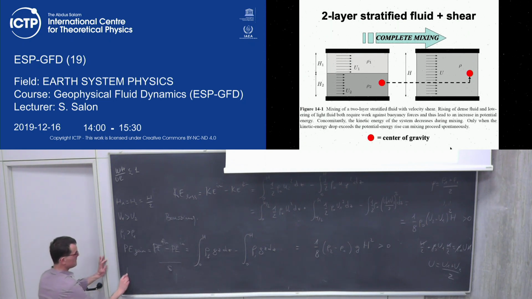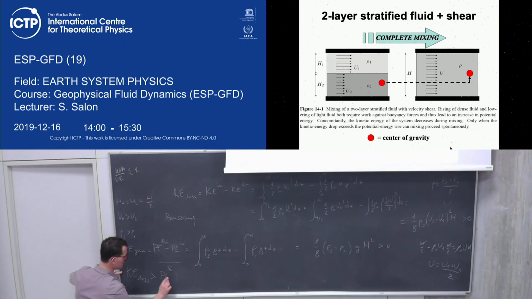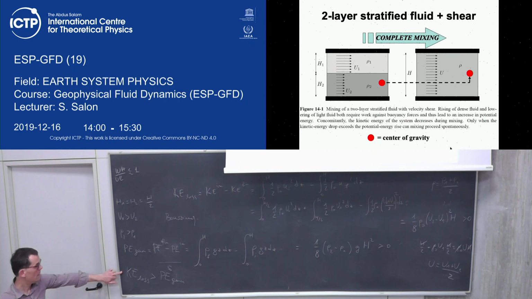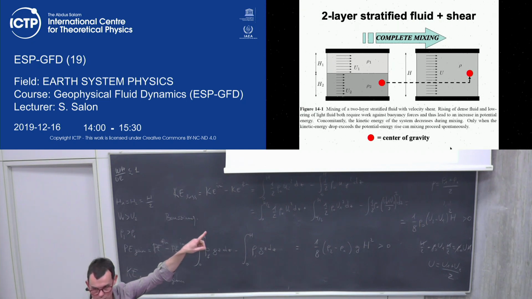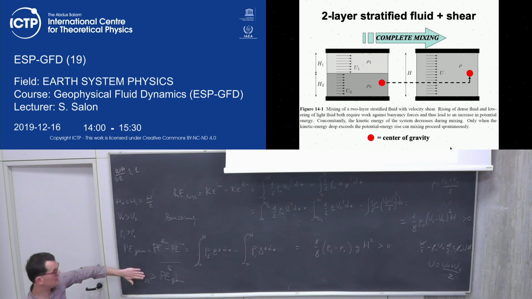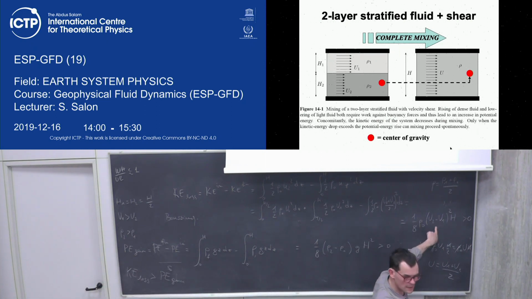So the complete mixing is possible when the kinetic energy loss is larger than the potential energy gain. Because as soon as I continue to lose kinetic energy and to gain potential energy, I can keep that situation stable in equilibrium. If I switch off the kinetic energy, I will stop the potential energy and return back to the equilibrium situation. So if this starts to be zero, so u2 is equal to u1, this one goes to zero.